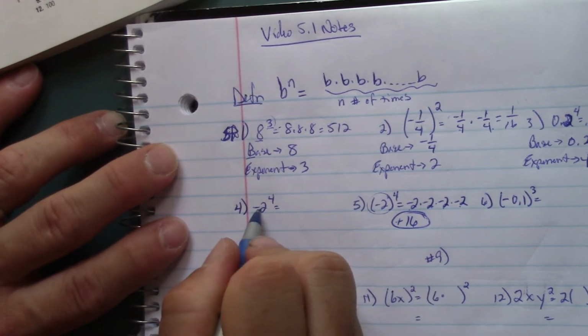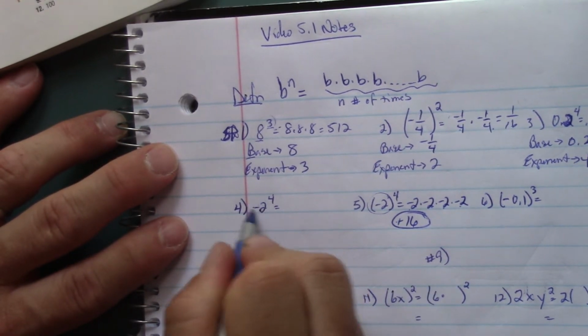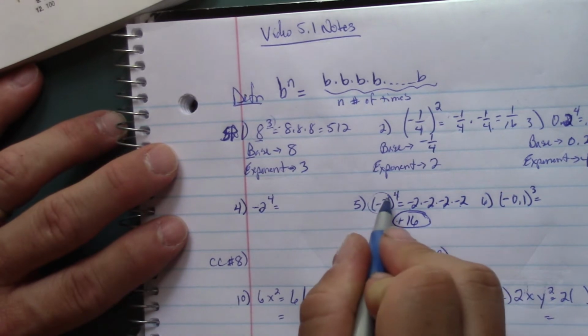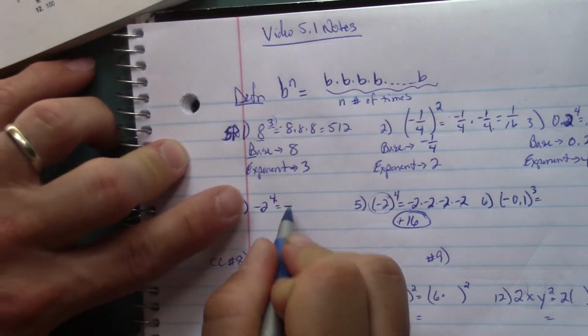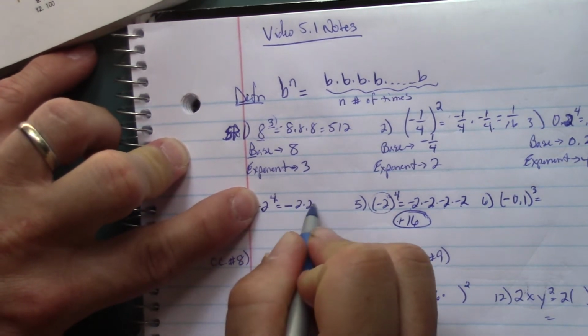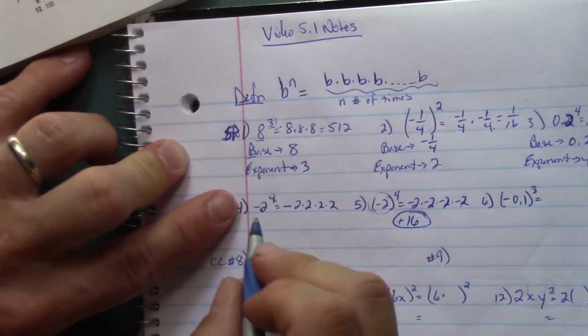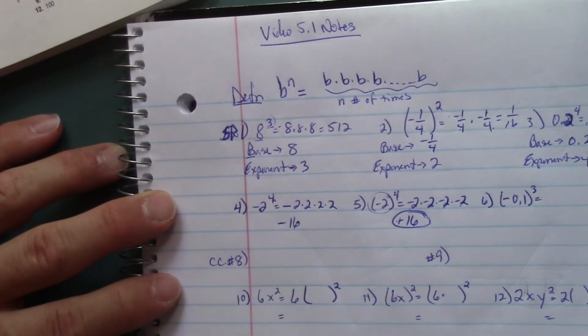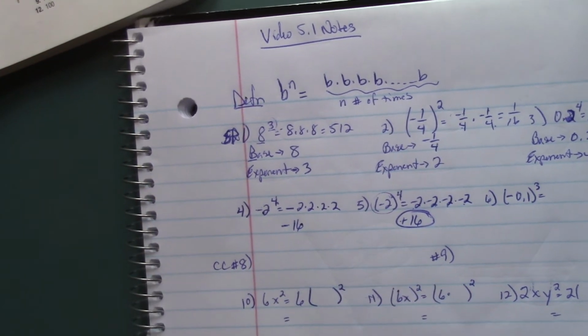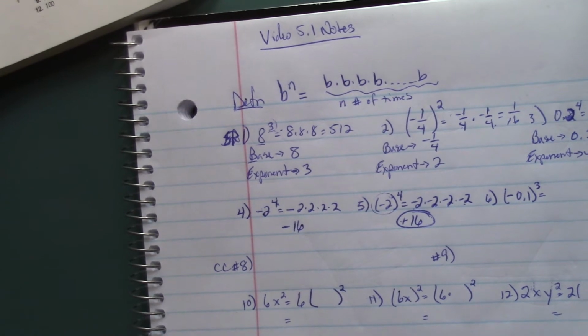Now this one here, though, means, because the 4 is attached to the 2. Here the 4 is attached to the whole thing. Here the 4 is only attached to the 2. So this really means negative, and then 2 times 2 times 2 times 2. Right, which is negative 16. Okay, well that's a big difference between that one, negative 16 and positive 16.